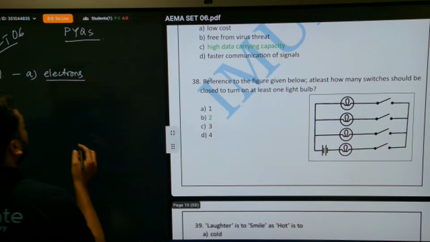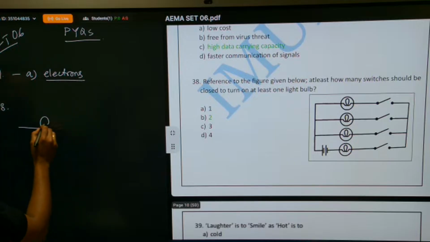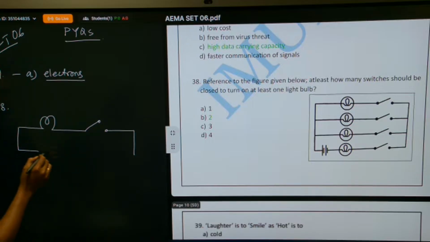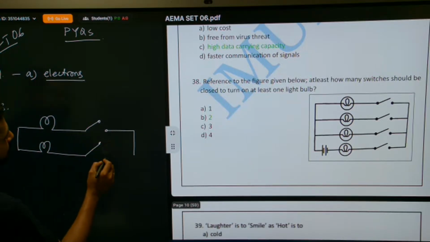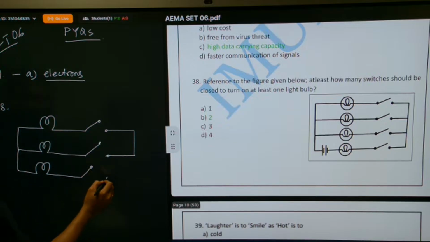Look, 38. Now I won't draw the diagram, it is already pretty well given. Reference to the figure given below, at least how many switches should be closed to turn on at least one light bulb? Okay, let me draw the circuit. There is already an answer, 2, been written, but don't get into that trap. I will prepare a set of question paper having wrong answers highlighted just for you. This is for your help, not for you to copy.